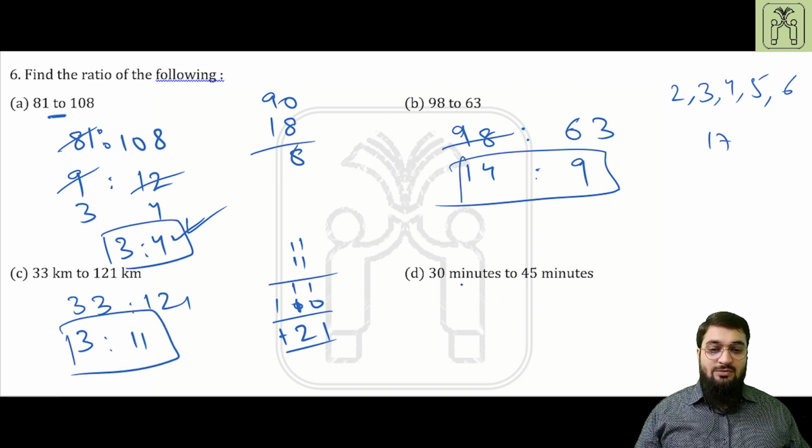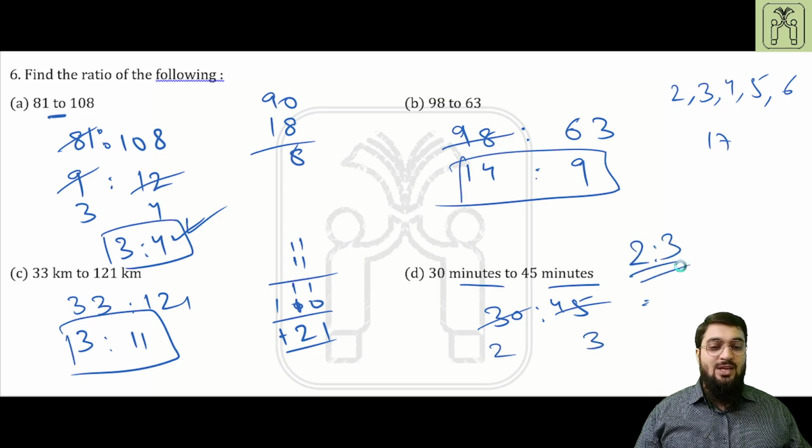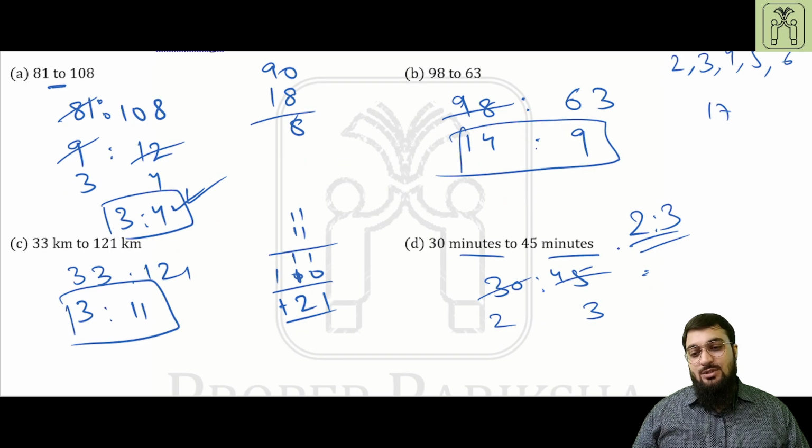30 minutes to 45 minutes, both the units are same, therefore 30 is to 45. We will take 15, so this will be 2 times, this will be 3 times, and the answer will be 2 is to 3. Coming to the next question.